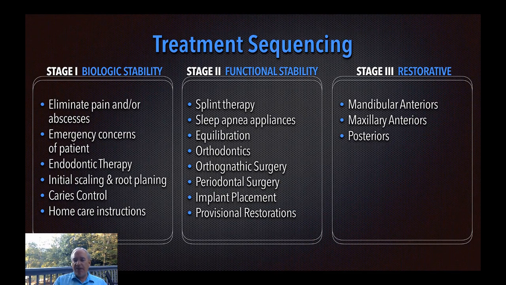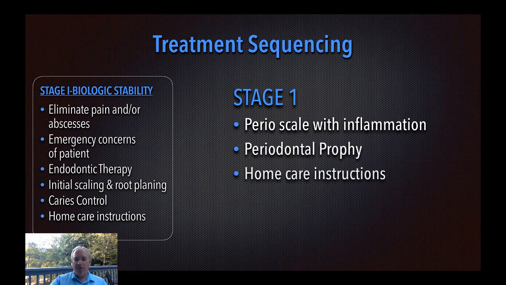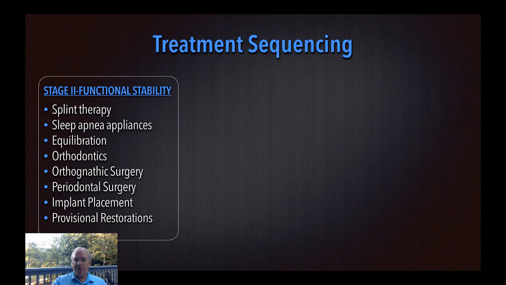What I want you to think about is somebody with occlusal disease, you want to make sure you've got the patient stable biologically and functionally before you start doing your crown and bridge. Otherwise, you're just going to be rebuilding the occlusal issues into the patient's final restorations. So with Ben here, we're starting with basically periodontal scaling with inflammation, prophy, some home care instructions, and a couple of resins.